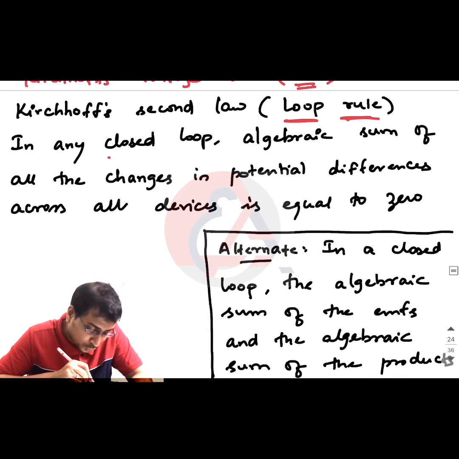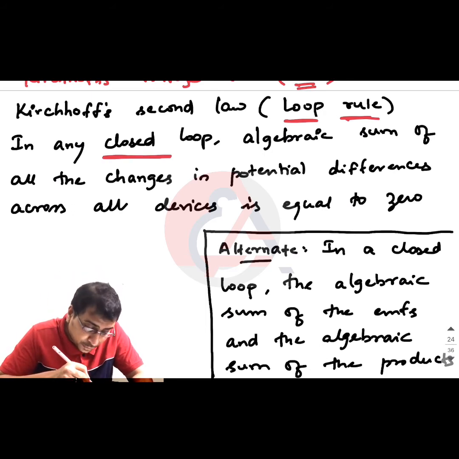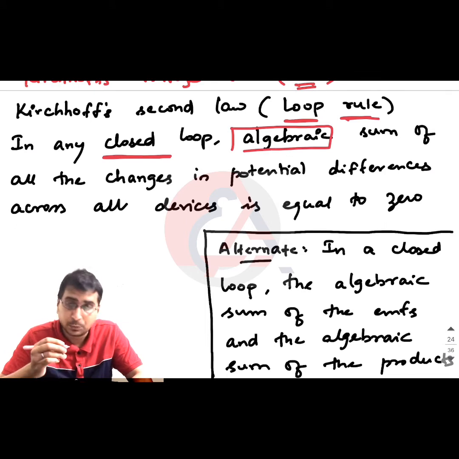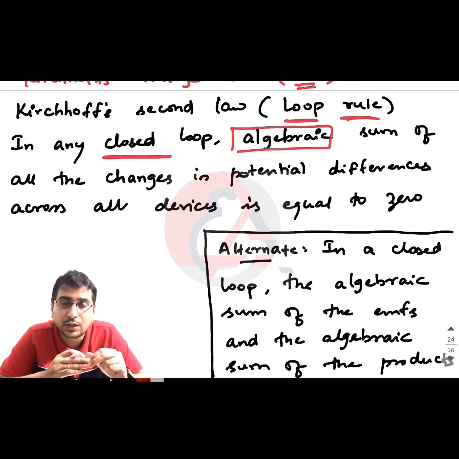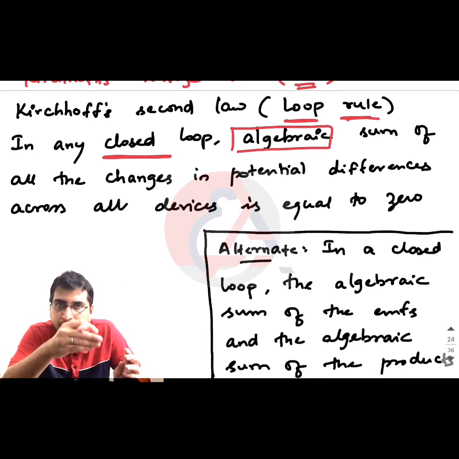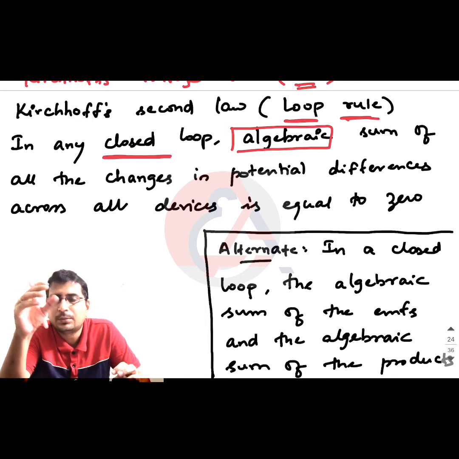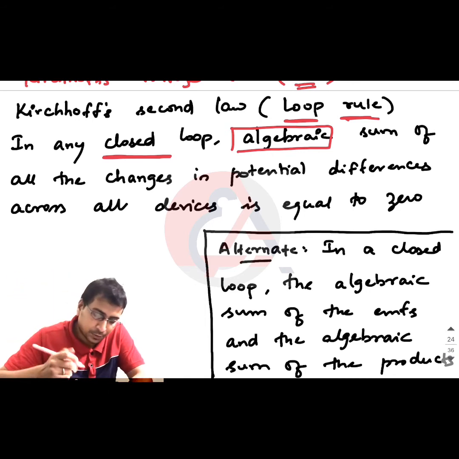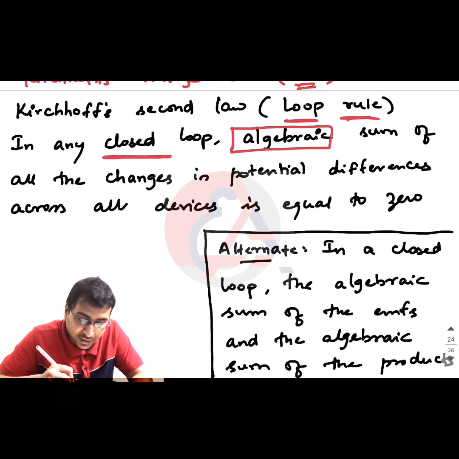In any closed loop, the algebraic sum, here also we are using the word algebraic, the algebraic sum of all the changes in the potential difference across all the devices. By devices, I mean the device can either be a battery or a resistor. Generally a battery is called an active element or active device, and resistors are called passive elements or passive devices. So whether it is a battery or a resistor, the sum of potential differences across all the devices put together is equal to 0.